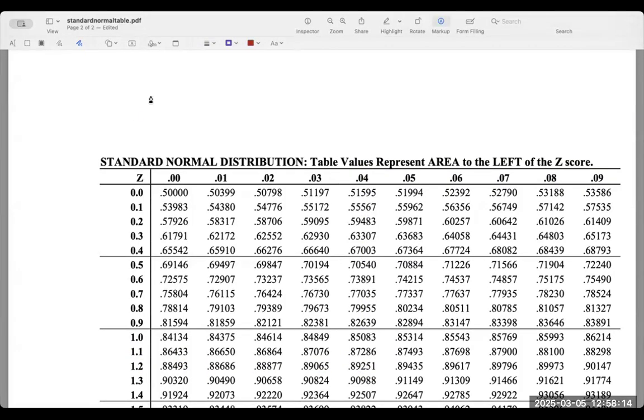In the problem about the SAT and April's Z-score, we said April's Z-score was 0.50. Let's see if we can find that. So we need to find the 0.5, which is right here. And there's nothing that we're adding on that side, so we're just going to go to the 0.00. And this is her percentile. She's on the 69th percentile, 0.69146. That is what we're going to see in the PowerPoint.